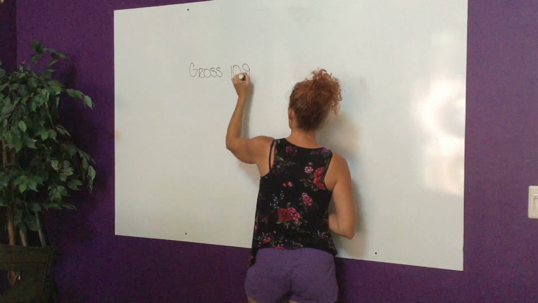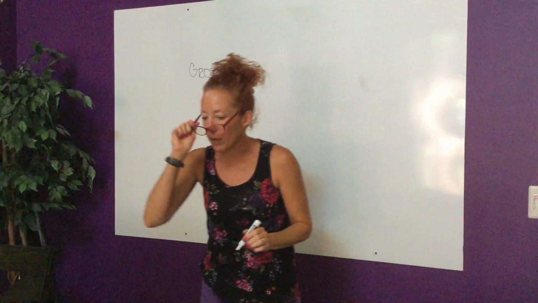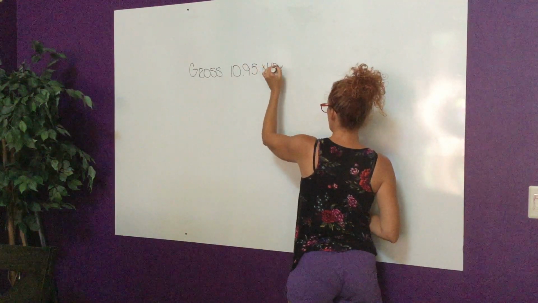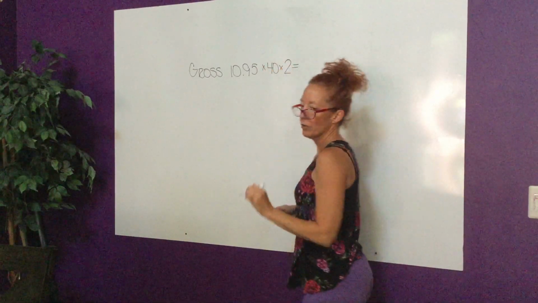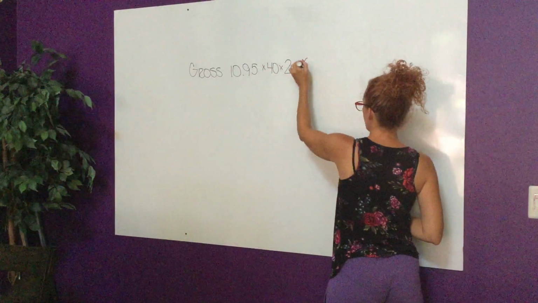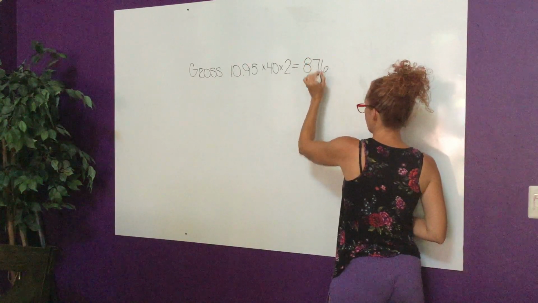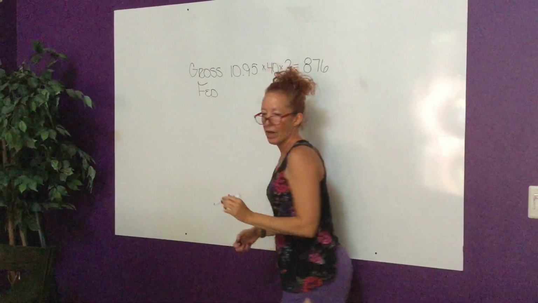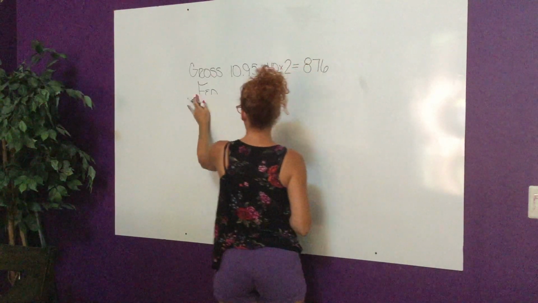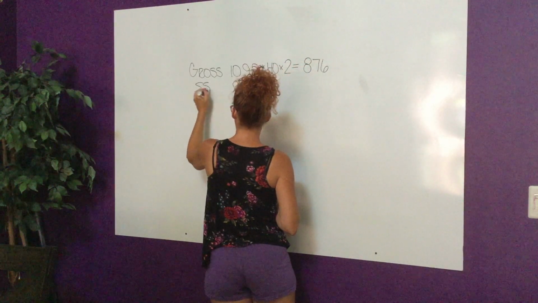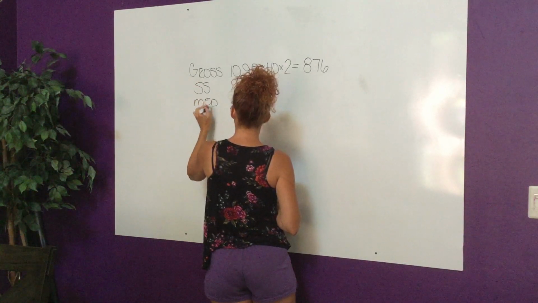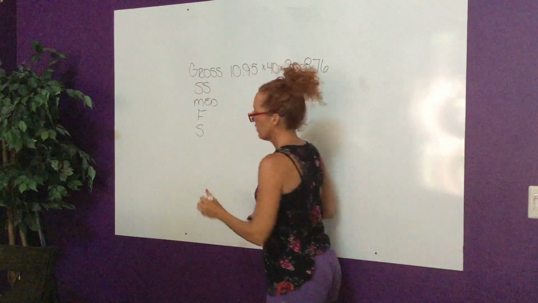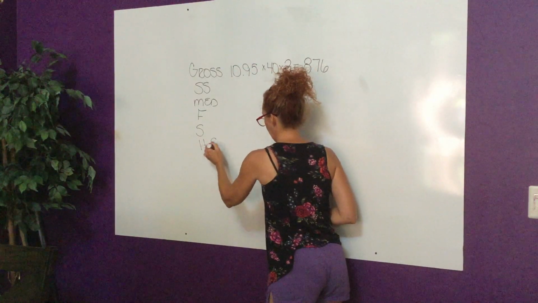$10.95 for each hour. He works 40 hours a week. He is paid after 2 weeks of work. And so that number is 876. And then we have to subtract Social Security, my bad, Social Security and Medicare, and then all of the other things that are listed, federal, state, and healthcare.